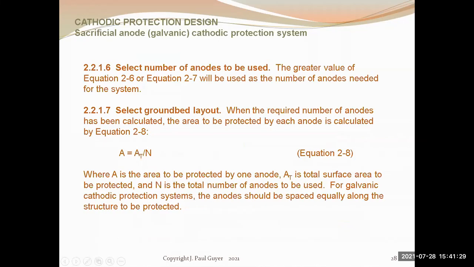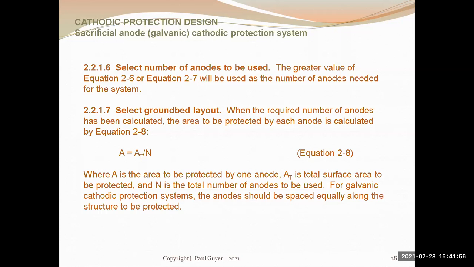Select the number of anodes to be used. You have calculated the number of anodes two different ways using equations 2.6 and 2.7. And you select the larger of those two numbers because both of those criteria need to be satisfied.